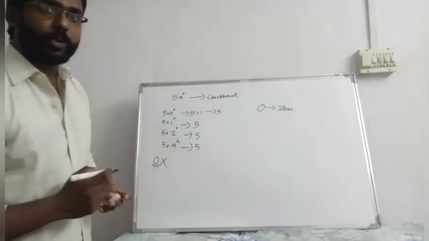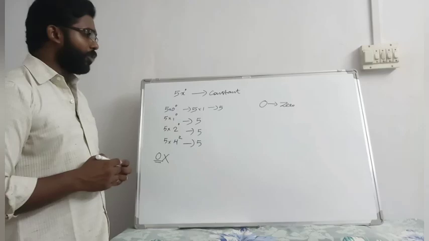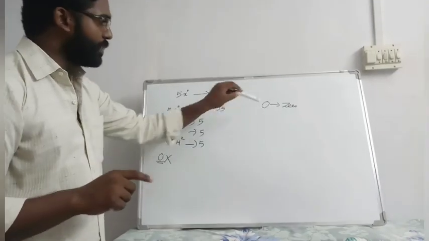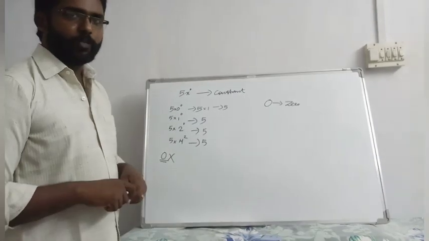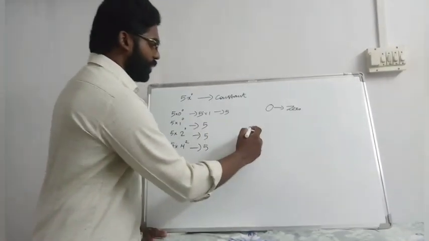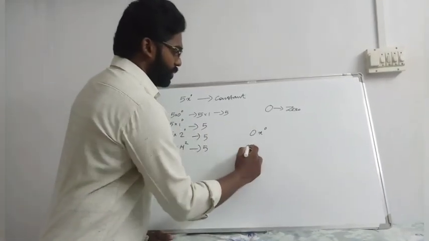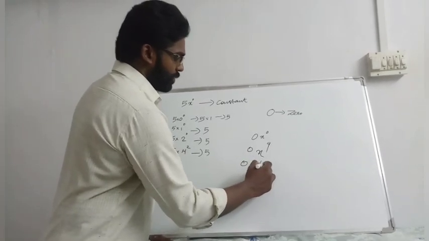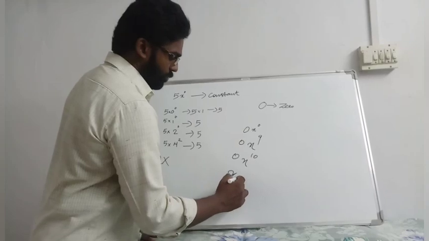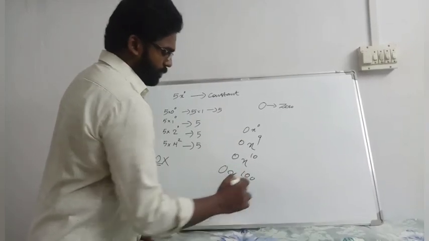You remember the zero polynomial? A polynomial having only one term, namely 0, is called the zero polynomial. What is the zero of the zero polynomial? The zero polynomial can be written as 0x raised to 0, 0x raised to 9, 0x raised to 10, 0x raised to 100.